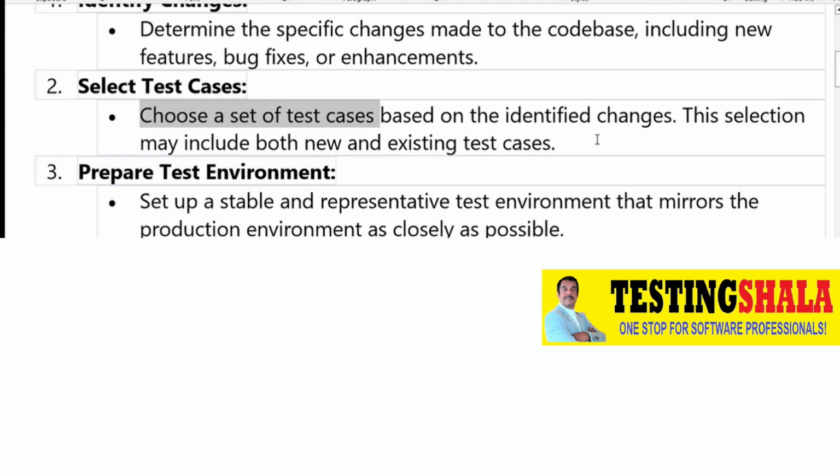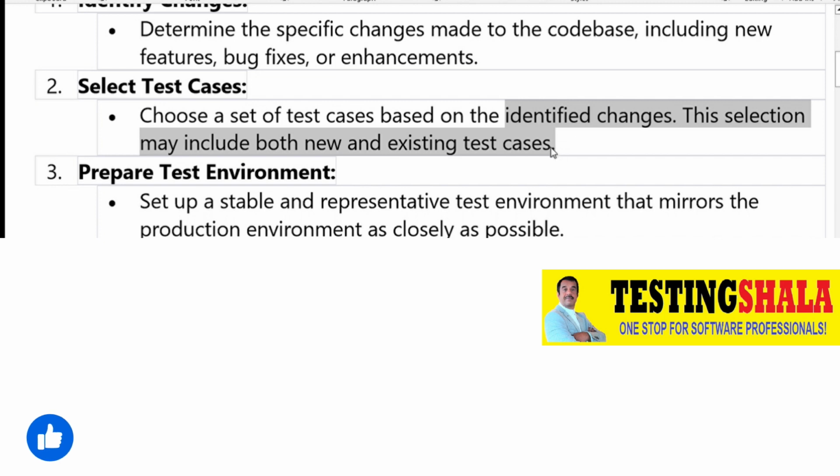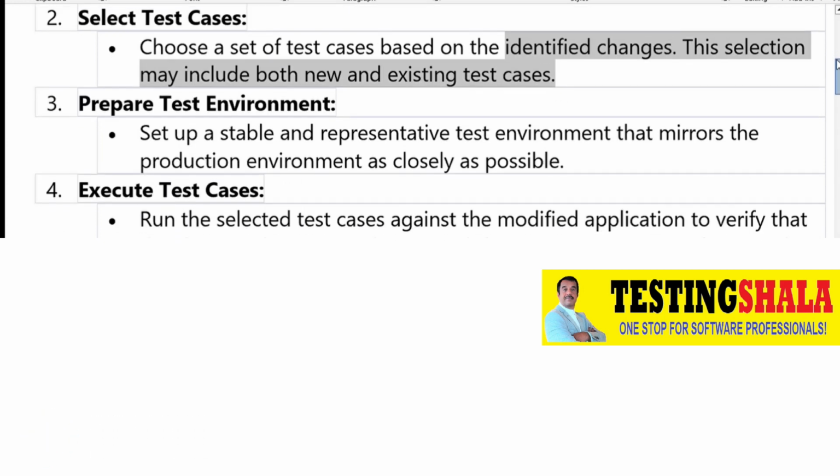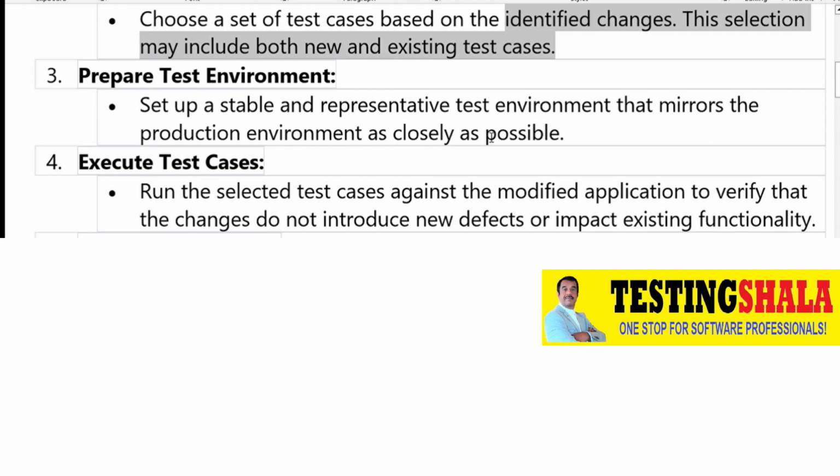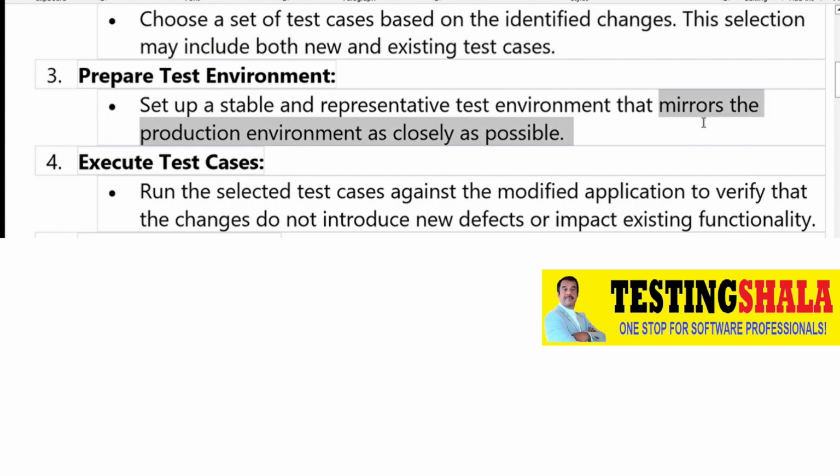Based on that, we should identify the new test cases, as well as the existing test cases. The third aspect is that we should prepare the test environment as per the requirement changes, and we should see that it mirrors or mimics the production environment as closely as possible. That is the third step.